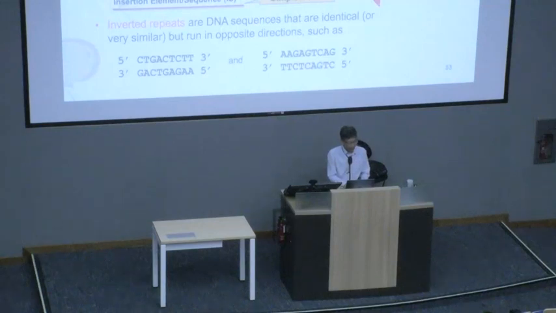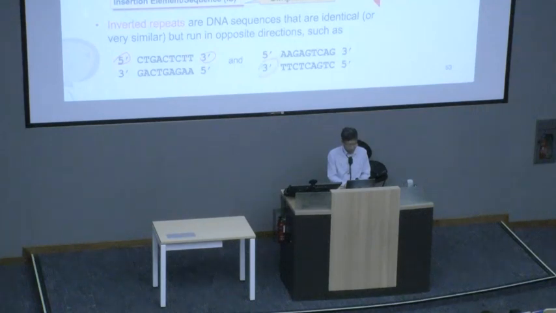You also call it an insertion element, or IE, the simplest transposable element. In between you have the IR. IR is called an inverted repeat. What does inverted repeat mean? If you look at the sequence here, it's CT, GA, CT, CTT. It's 5' and 3'. Then inverted, how to invert? If you look here, right?